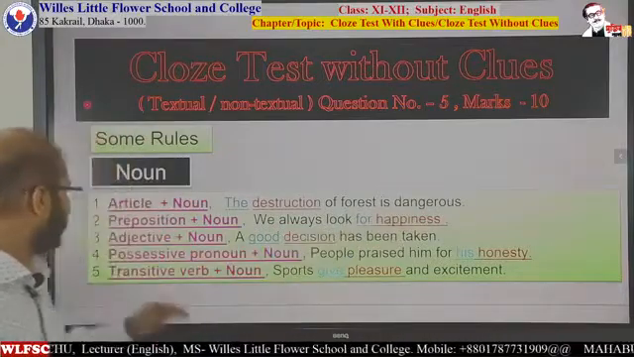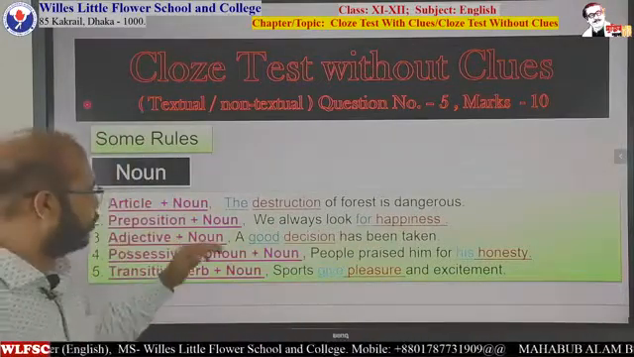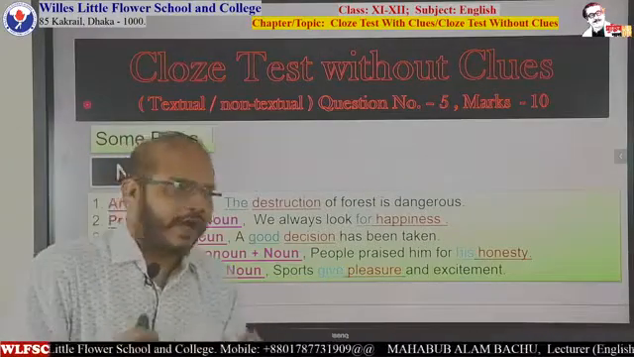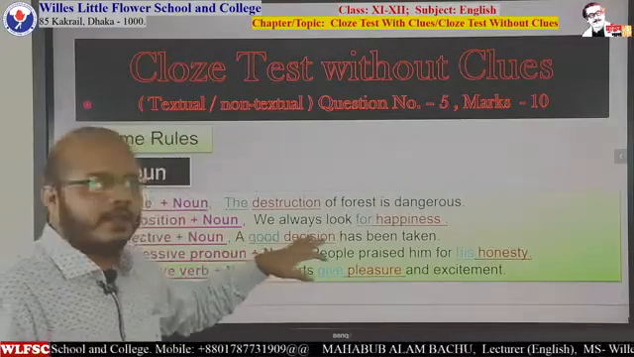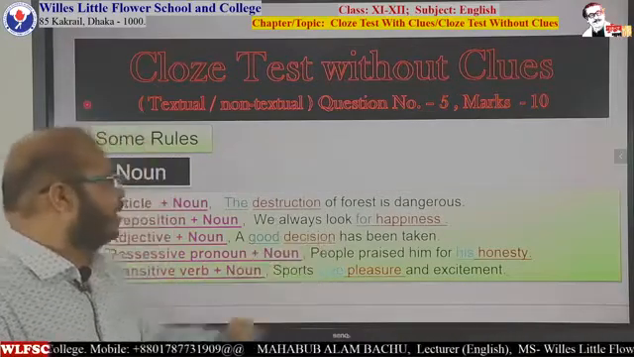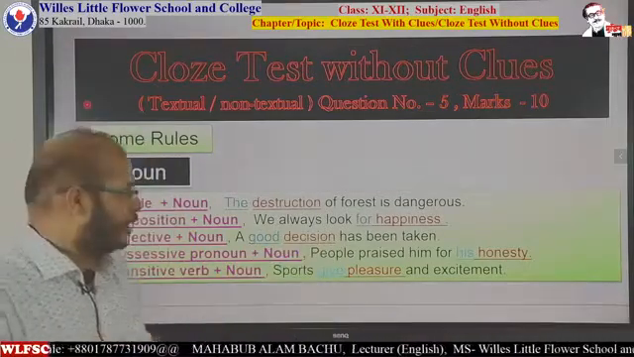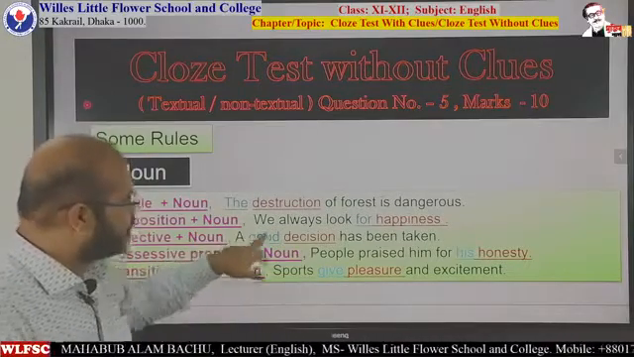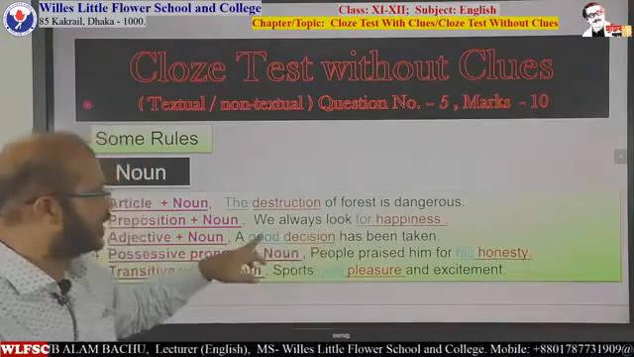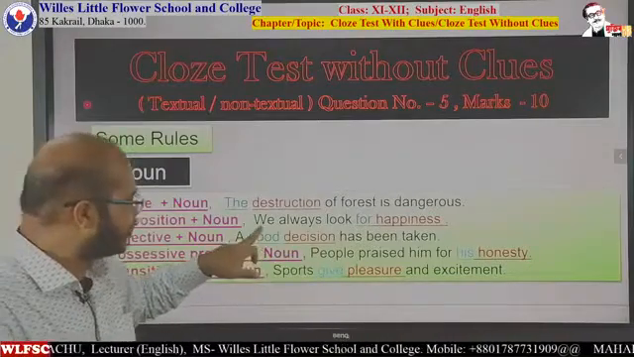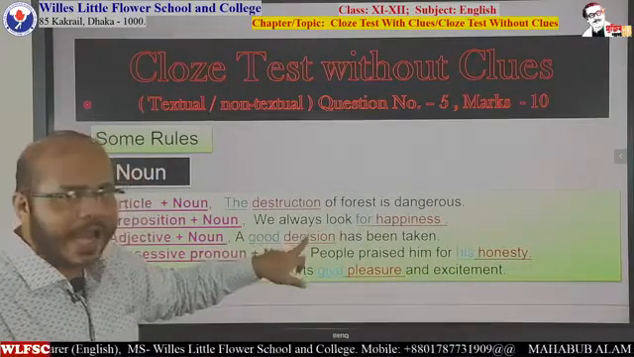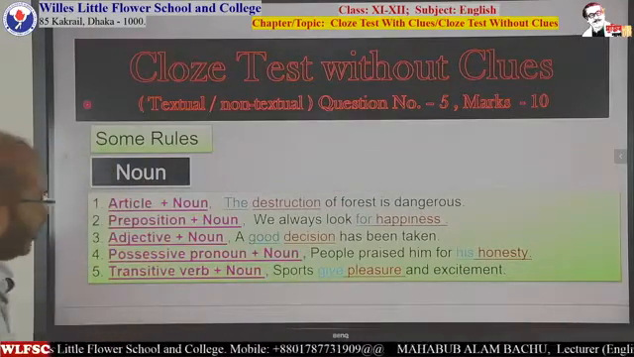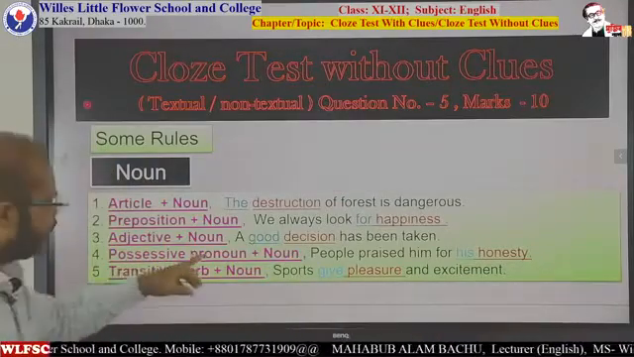Next one, number 3, adjective plus noun. Sometimes we get an adjective, and after that adjective, we have to put a noun form to make the sentence right. So, a good decision has been taken. You see, good is an adjective. So after the adjective, we can put decision, the noun form.